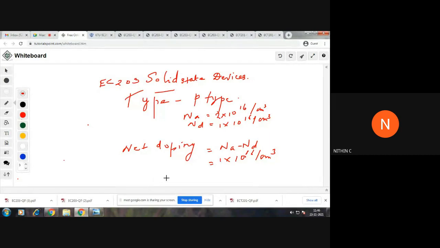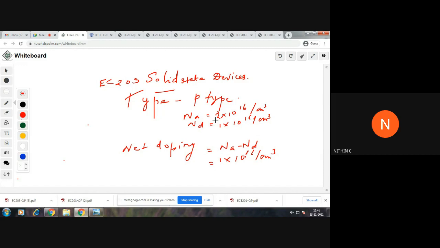See, we are having 2 types of dopants. In this question we are having 2 types of dopants. One is boron atoms, that is 2 into 10 raised to 16. You know that if you are doping with boron atoms, you are going to get holes. Okay, since it is a p-type material, you are going to get holes. And if you are doping with phosphorus, which is a pentavalent impurity, you will be getting electrons.